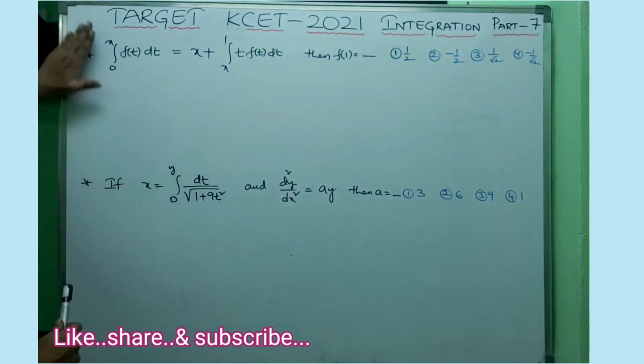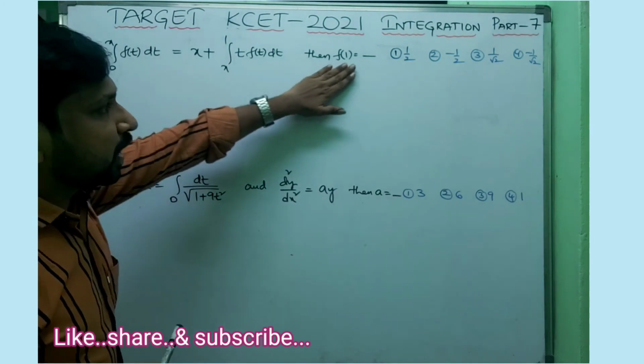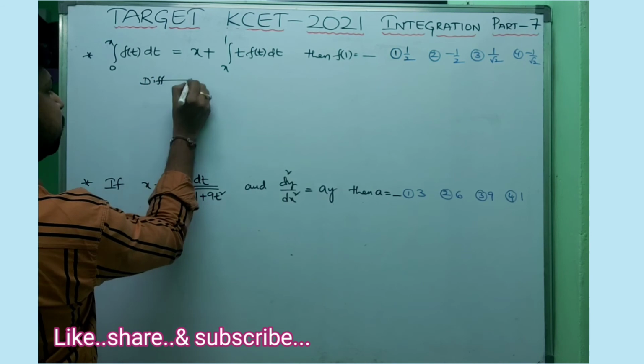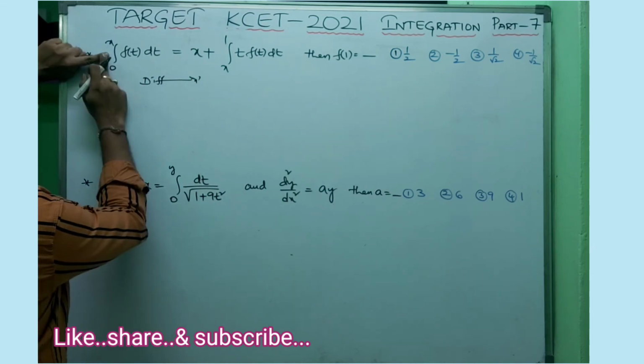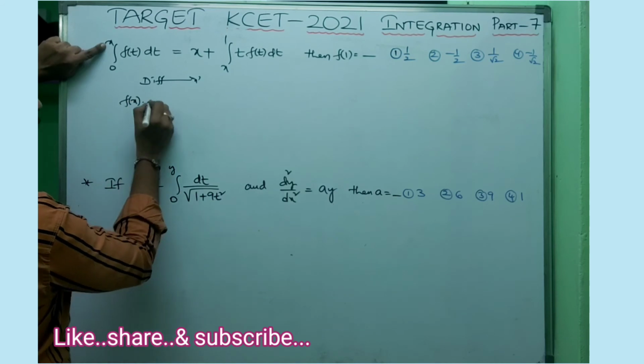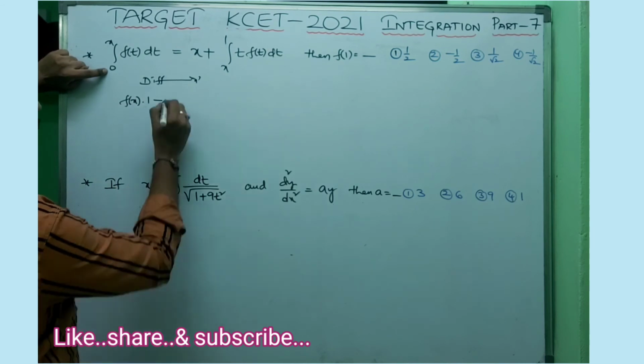The question is integral 0 to x f of t dt equal to x plus integral x to 1 t f of t dt. Then they are asking the result of f of 1. So same as usual, you need to differentiate with respect to x. Apply the derivative: substitute the upper limit in the function f of x, and the derivative of x is 1, minus the lower limit. If you substitute f of 0 into 0, the derivative is nothing but 0 only.